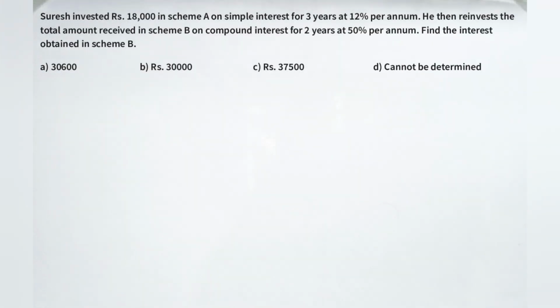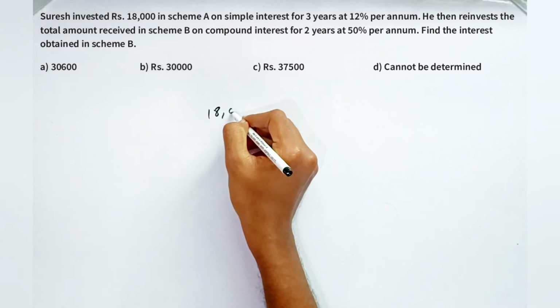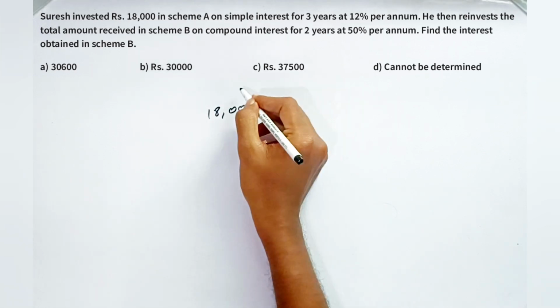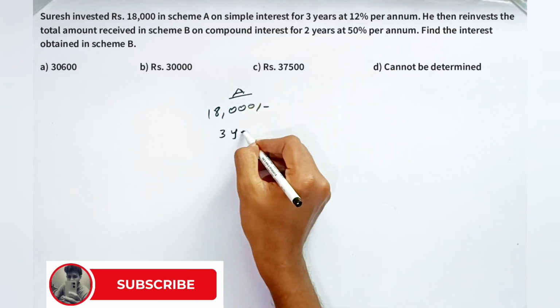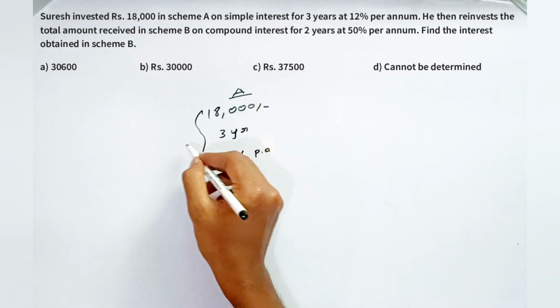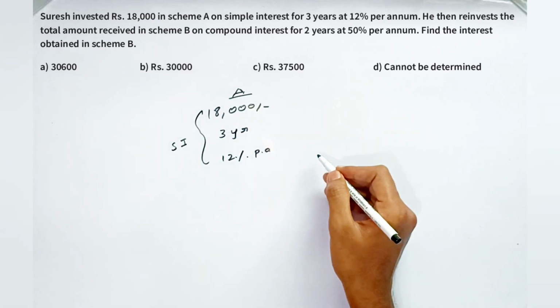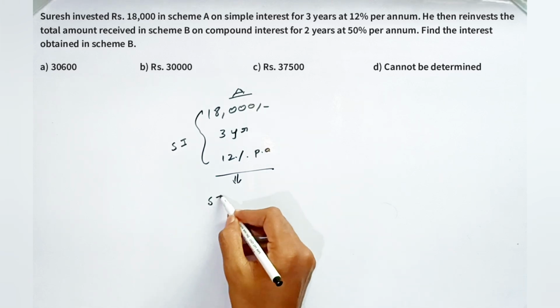So the first question is, Suresh invested 18,000 rupees in scheme A. Let us assume this is scheme A, okay? On simple interest for 3 years at 12% per annum. And then he reinvests the total amount received. So let us calculate the total amount received, and I'll calculate the simple interest.